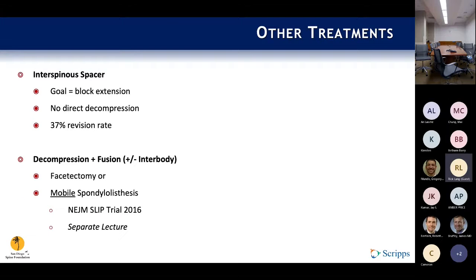There are some other treatment options. Interspinous spacers are out there. The goal there is to block extension, and you don't have to do a decompression, but revision rates are almost 40% for those. And then decompression and fusion is more for full facetectomy and mobile spondylolisthesis per the SLIP trial, which is a separate lecture, so we're not going to get into that today.